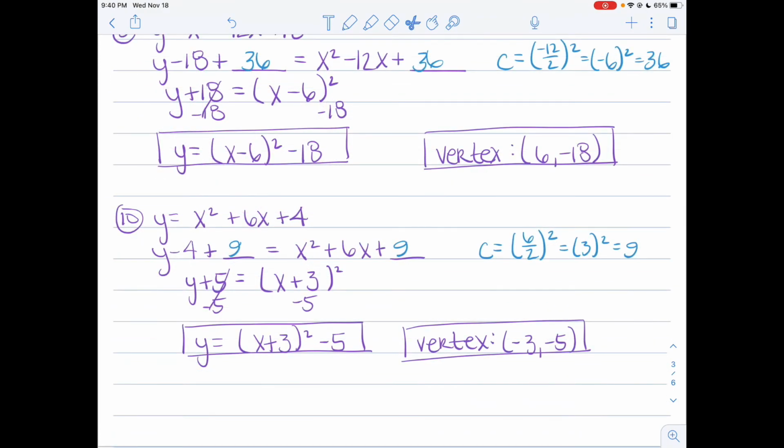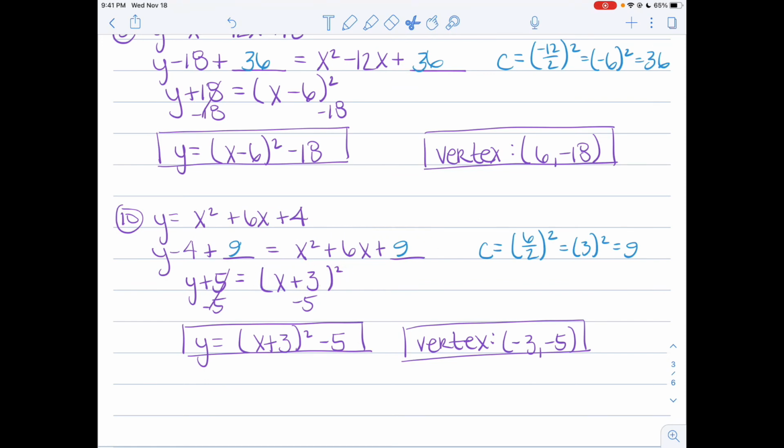Okay, let's talk through this one real quick. I know that I want to start by moving my current c value to the other side. So I can move 4 to the left by subtracting 4 from both sides. So now on the left-hand side, I'm going to have y minus 4, and I've left space to put my new c value. On the right-hand side, I've also left space to put my new c value, which I calculated to be 9. So 9 goes in the blanks, and then I can do this little bit of adding. Negative 4 plus 9 will give me 5, and I can factor this perfect square trinomial to be (x plus 3) squared.